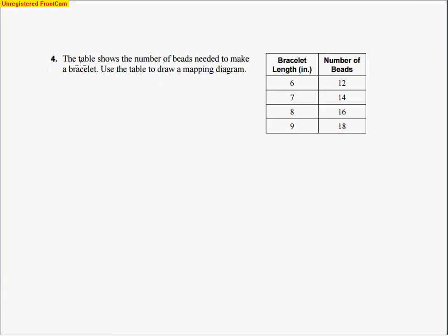It says the table shows the number of beads needed to make a bracelet, and so here are the lengths of the bracelet, and here are the number of beads needed. So we're supposed to draw a mapping diagram. So I'm going to have an input and an output. And I'm going to start with my inputs. My inputs are 6 inches, then I'll need 12 beads. My input is 7 inches, then I'll need 14 beads. My input is 8 inches, then I would need 16 beads. And an input of 9 inches leaves me with 18 beads needed. And so what's the pattern? Well, the pattern is this.